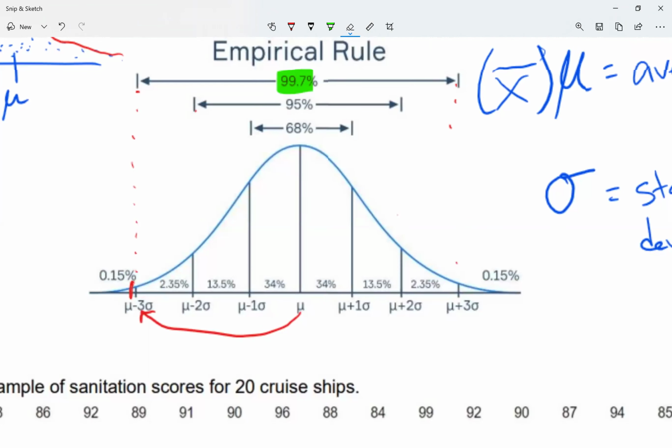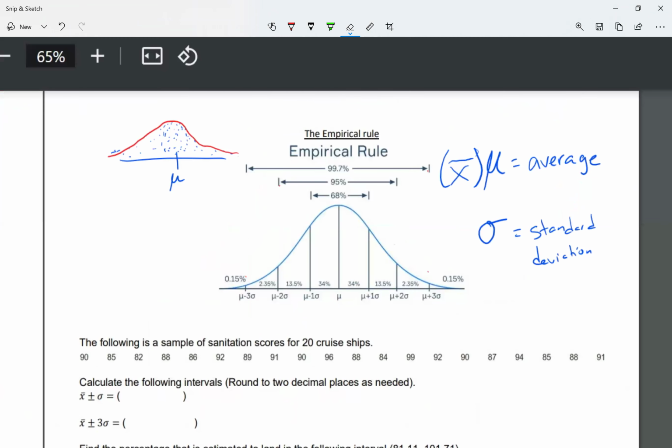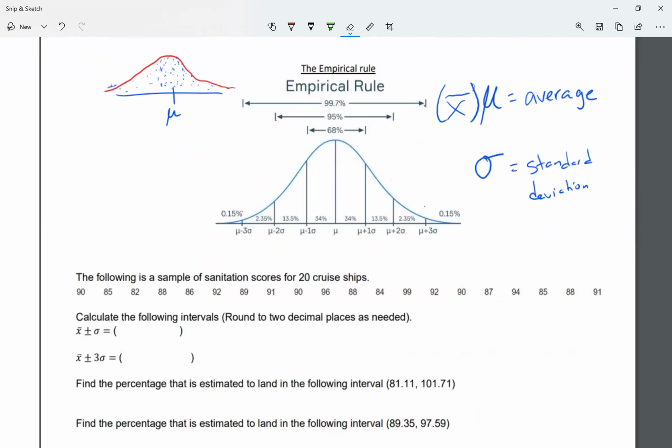So we're going to be using our empirical rule a lot. In order for us to be able to use it, we're going to have to find our average, our mean, and then we're going to have to find our standard deviation. So let's take a look here. It says the following is a sample of sanitation scores for 20 cruise ships. And it gives me a list of 20 numbers. And then here it's asking me to calculate the following intervals, round to 2 decimal places as needed.